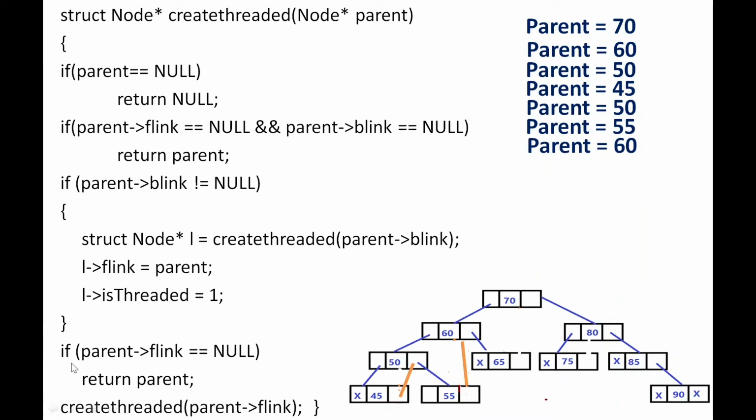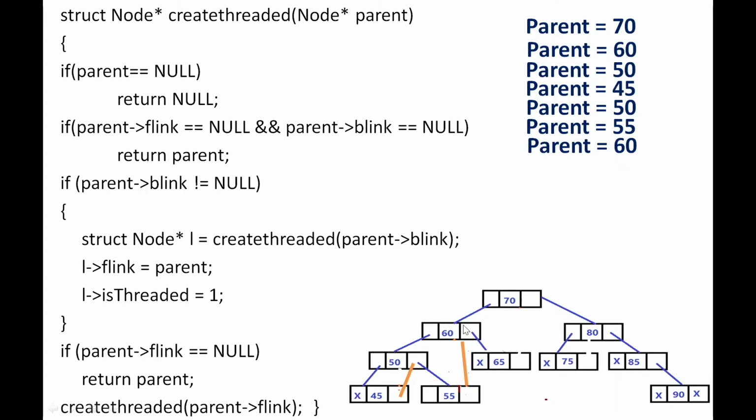Then it goes on to try the next condition: if parent of f link equal to null. If parent of f link equal to null is false, because node 60 contains another node and it's not null, then it goes to the last recursive call, create threaded parent of f link. So 65 gets recursively called, and since it is a leaf node, the second if condition will be true for that particular node also. So return parent. So node 65's address is getting returned.